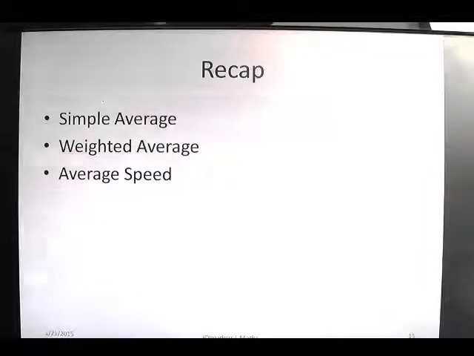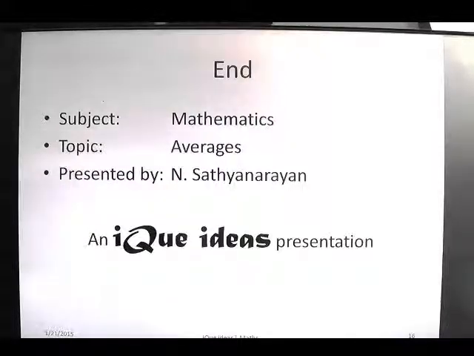A special case where in calculating the average speed, we do not simply add up the speeds and divide by the total number of speeds, but we use the formula average speed is total distance traveled divided by total time taken. I hope this gives you some clarity on the topic of averages.